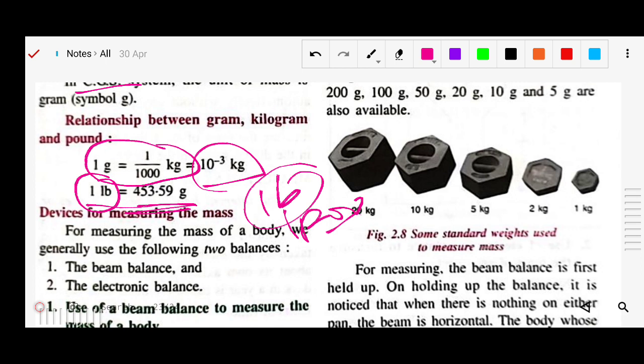453.59 grams, okay. So devices. What are the devices that we use? We have two devices here to measure mass. What are the machines that we use to measure? First is the beam balance, second is your electronic balance.